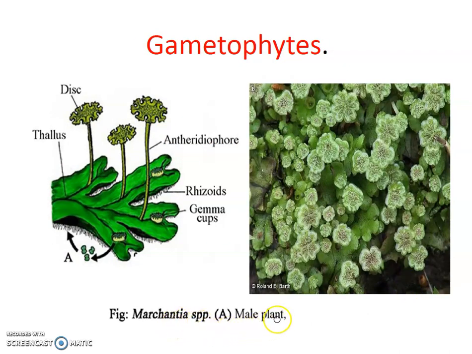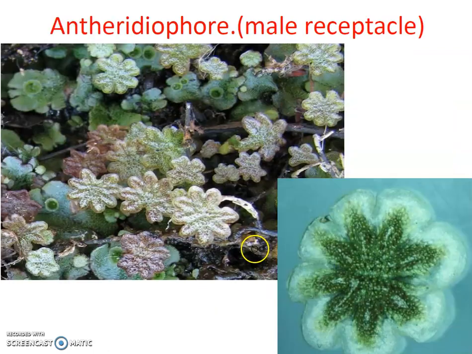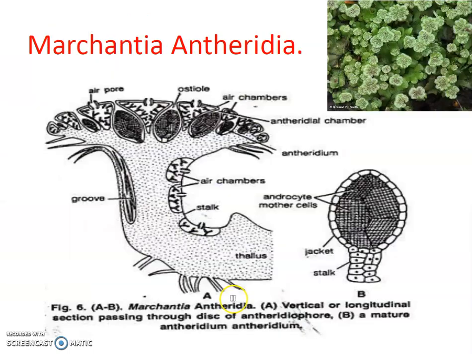So first see male plants. Male plants produce antheridiophores at the notch, and this looks like a circular disc. On the upper side of this circular disc there are small pores called ostioles, and inside these the antheridia develop.